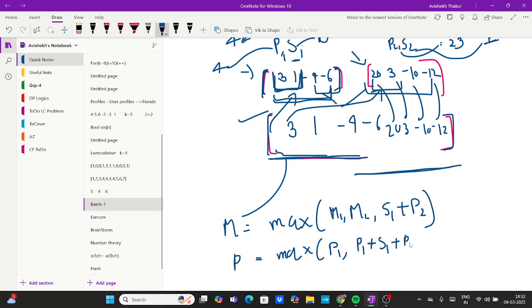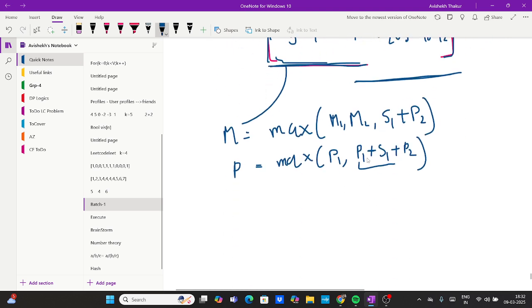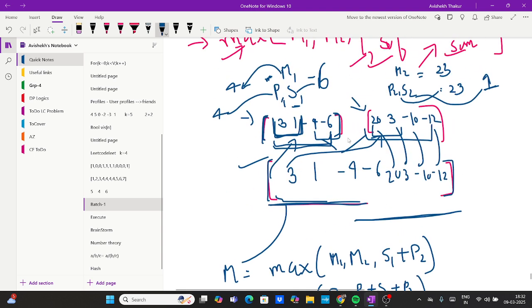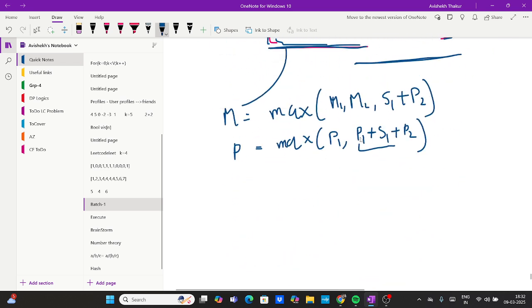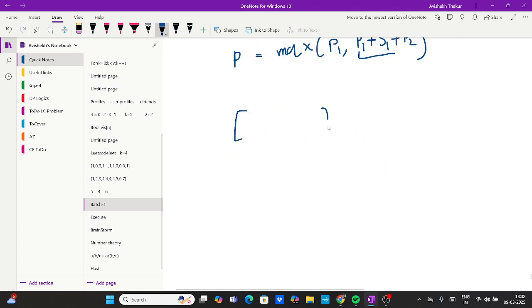You're on the right track, but this needs to be changed a little. For this example, it might be P1 plus S1 plus P2. But S1 is the maximum suffix sum, right? In this example somehow this became minus. But can I say, when I merged them together, let me redraw again?